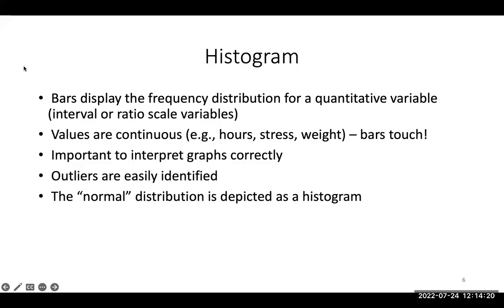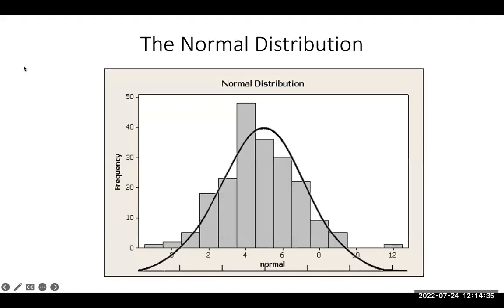In a histogram, the x-axis would be kind of the IV, oftentimes that's time, or it could be something like weight, and then the y-axis would be the frequency. The normal distribution is an example of a histogram. So here we go. And we'll talk a lot more about the normal distribution.